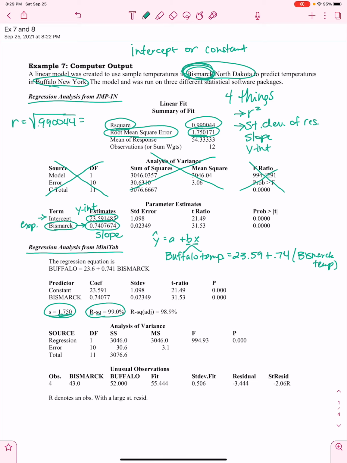And see, once you've got your equation and once you've got your R squared and your standard deviation, you can answer all kinds of questions about your linear regression. So keep that in mind. If you've got all that, you've got a lot.